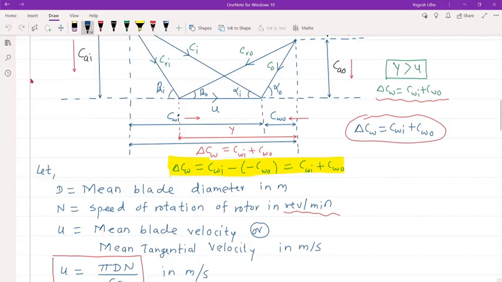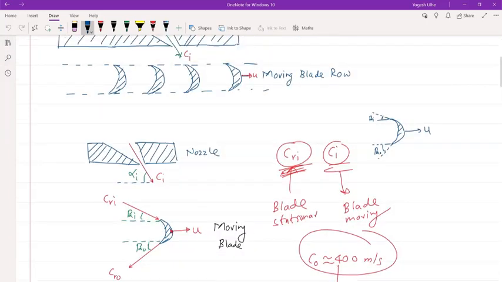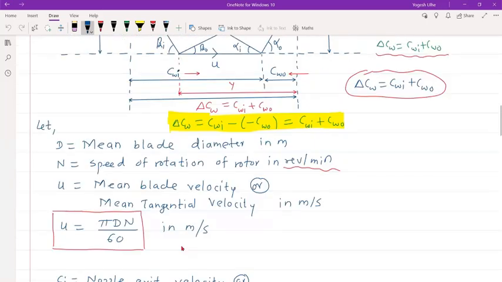I have shown U in this diagram earlier. So U means mean blade velocity, or mean tangential velocity in meter per second, and U is equal to pi D N by 60. Don't draw this drawing, guys. Start writing these things after the half page.